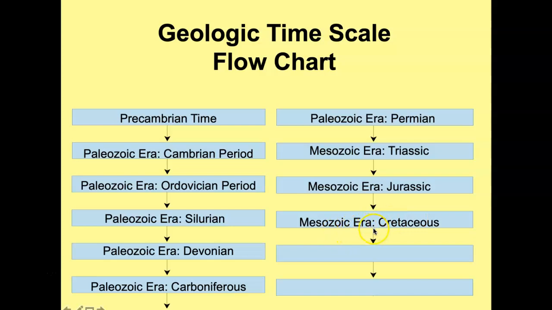This Mesozoic era ends with the mass extinction that includes the dinosaurs. And then we have the Cenozoic era, which again is our current era. It's broken into the Tertiary and the Quaternary. So the Quaternary would be the current period that we are in right now.